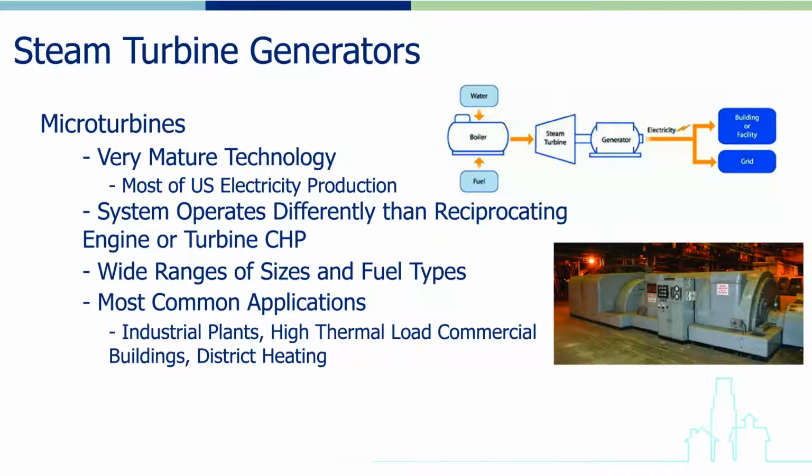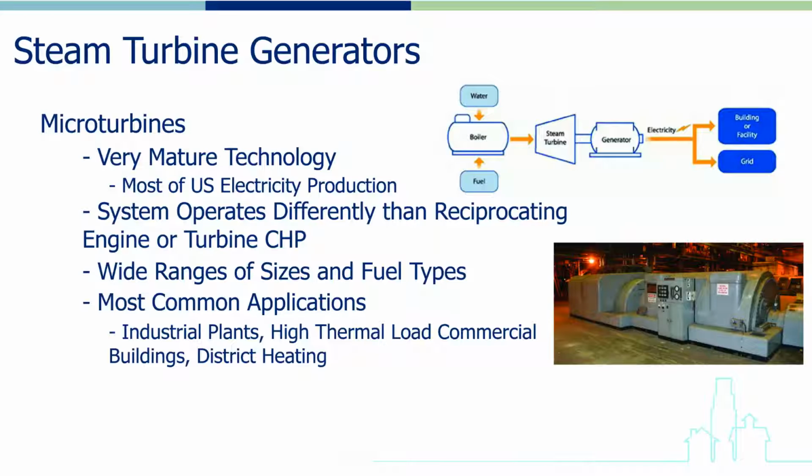Steam turbines are a mature technology and have been used since the 1880s for electricity production. In fact, most of the electricity generated in the United States is produced by steam turbines integrated in central power plants. As can be seen in the diagram, steam turbine systems are configured a bit differently than reciprocating engine and turbine systems. Fuel is first burned in a boiler to heat water into high-pressure steam, which is then used to drive a turbine that generates electricity. Steam turbine generators come in a wide range of sizes and capacities and can make use of a very broad range of fuel types.